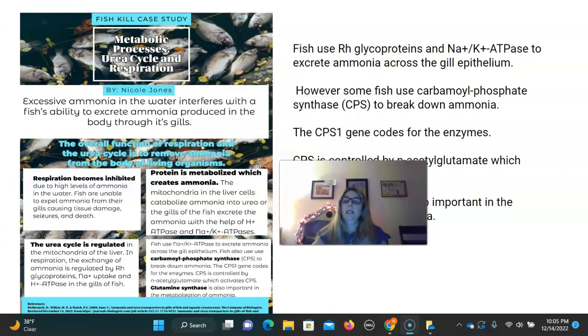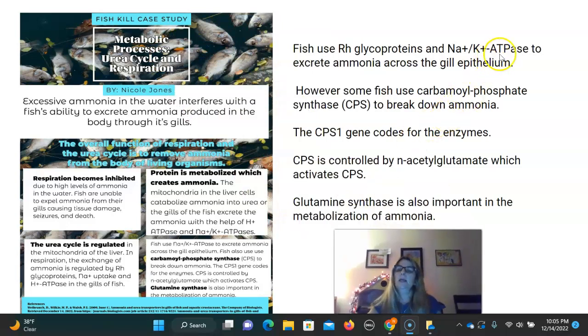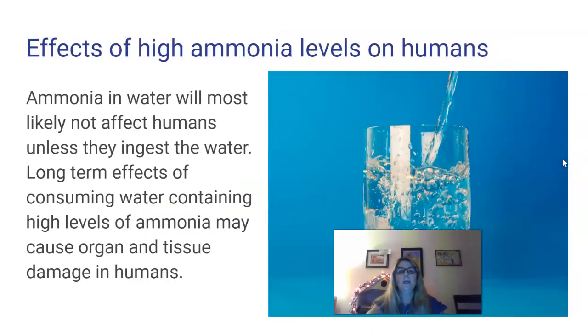Fish use the glycoproteins and the different ATPases to excrete the ammonia. However, some fish use carbamoyl phosphate synthase to break down ammonia. The CPS1 gene codes for the enzyme, and CPS is controlled by N-acetylglutamate, which activates the carbamoyl phosphate synthase. Glutamine synthase is also another enzyme that's important in the metabolization of ammonia that's in the body.